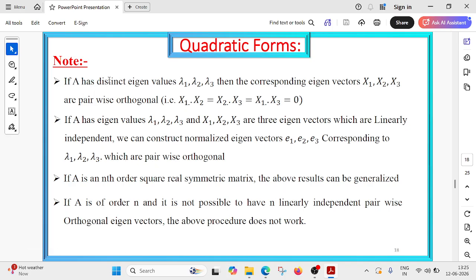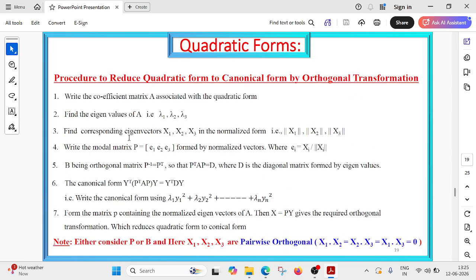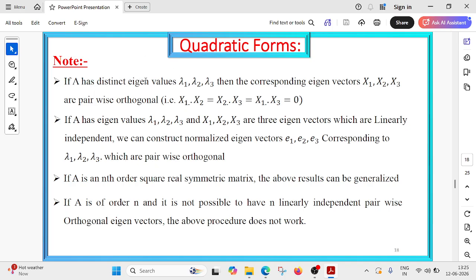Next, this is the note. We already discussed the same thing. For all lambda values, the corresponding eigenvectors will be obtained. Pairwise orthogonal is a must: x1, x2, x2, x3, x1, x3, you have to show that the products are 0. For all eigenvalues, the eigenvectors will be linearly independent. Otherwise, you are not going to get this reduction. Even E2, E3, all are normalized vectors. Then we can say that the eigenvectors for lambda 1, lambda 2, lambda 3 are pairwise orthogonal.